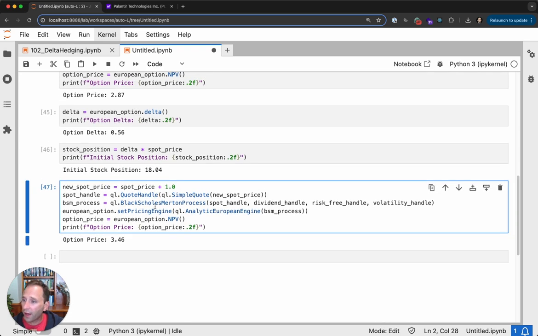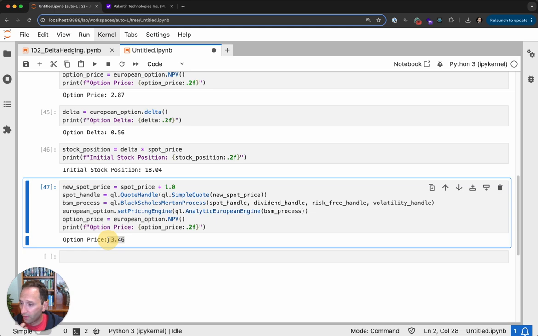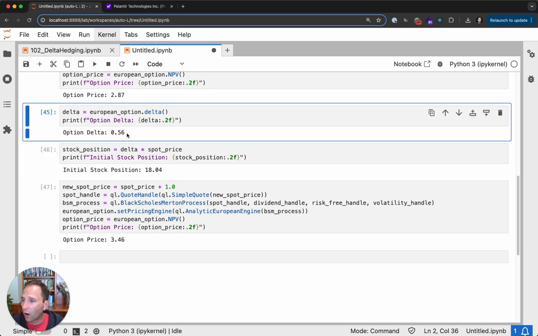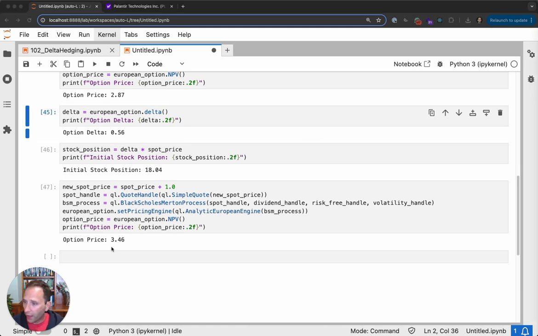So you can see that the option price actually went up quite a bit more than our delta. And this is relative to that gamma term I mentioned. So this is kind of what I mean by we don't have a perfect hedge here. We're only losing $18 on the stock price, and we are making 59 cents on the option, but that's actually pretty close to our delta, okay?